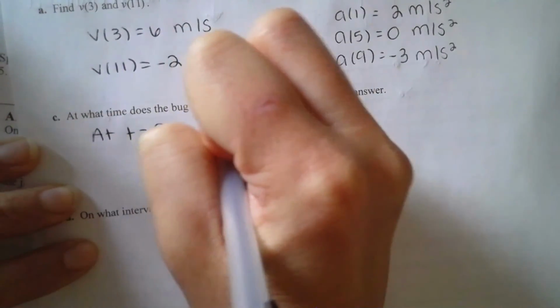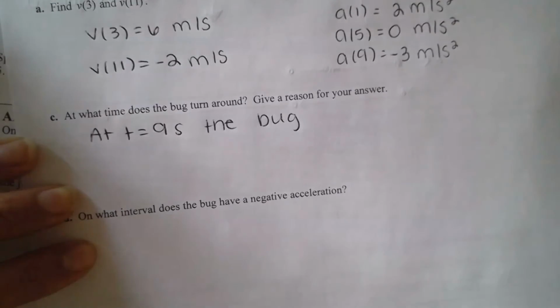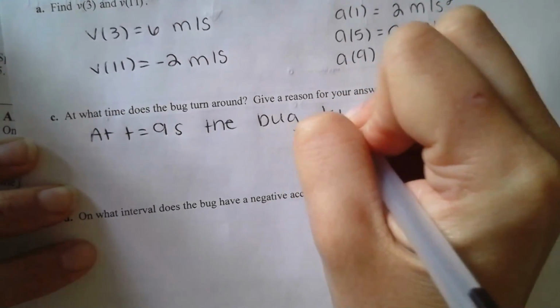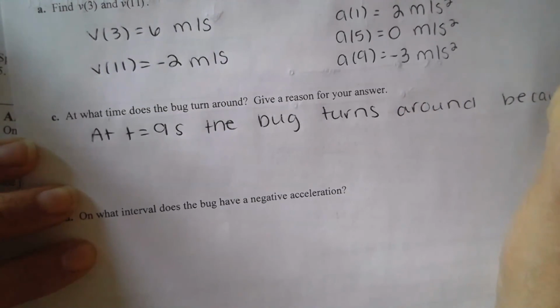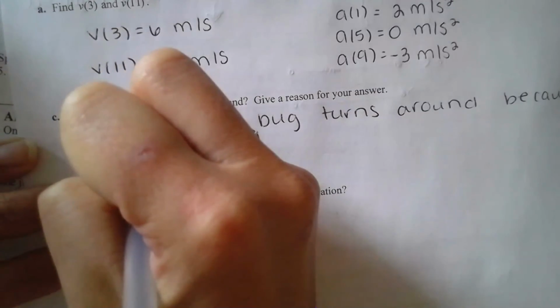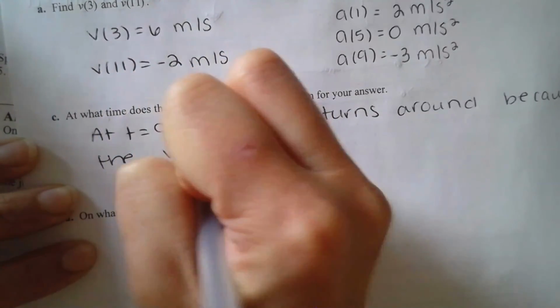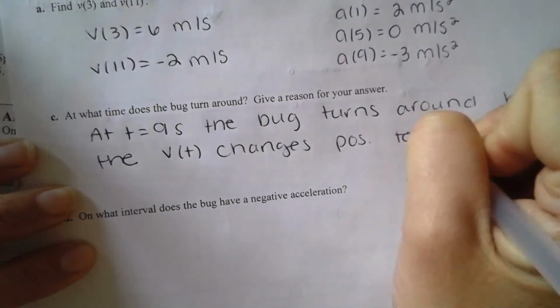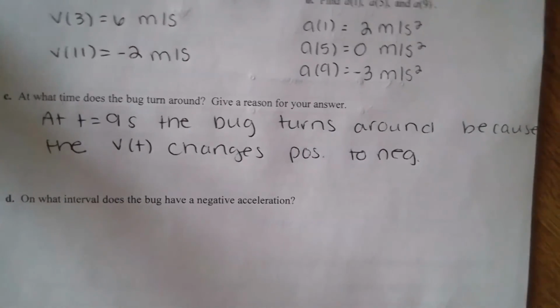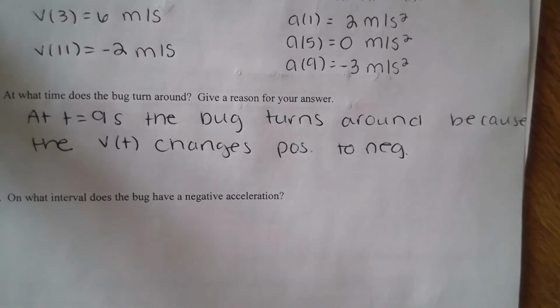So it says, at what time does the bug turn around? At t equals 9 seconds, the bug turns around, and then give a reason for your answer. You can even make it simpler than that. At t equals 9 seconds, the bug turns around because the velocity changes from positive to negative. All you have to do is talk about the fact that it changed signs.